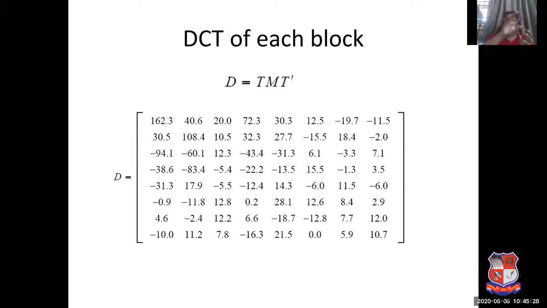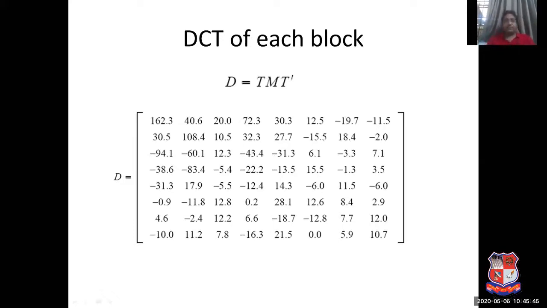So you will be having 8 cross 8 blocks. For each individual 8 cross 8 block, you calculate the DCT. You calculate the DCT transformation.